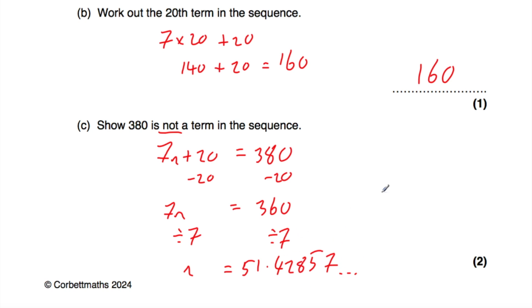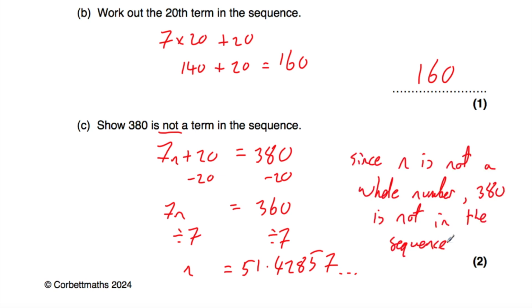Well, that doesn't make sense. So it's not a term in the sequence. So let's just write that down. And I've just explained that. Since n is not a whole number, 380 is not a term in the sequence.